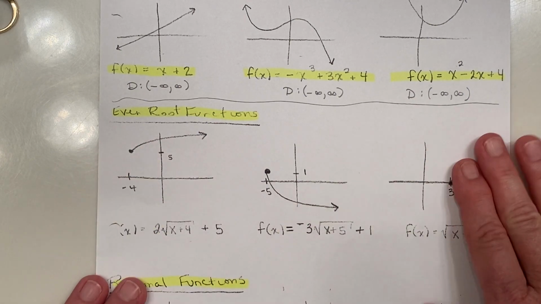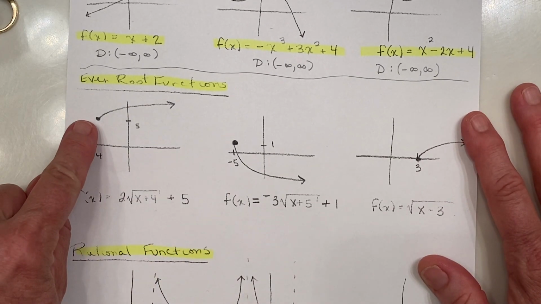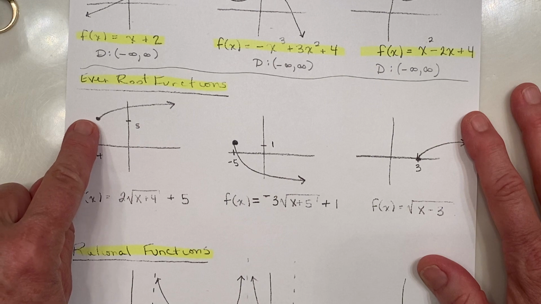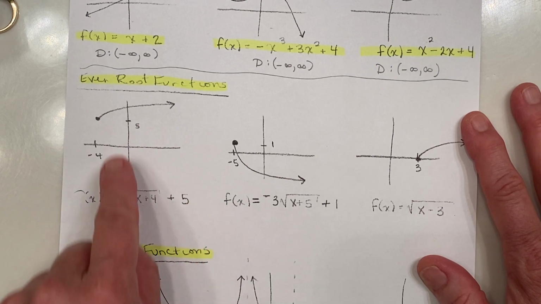So I can't have negative infinity to positive infinity. What we want to look at is, I'm trying to make a connection here: this graph doesn't begin until x equals -4. Can you see where that might be found in this equation that produced this graph?